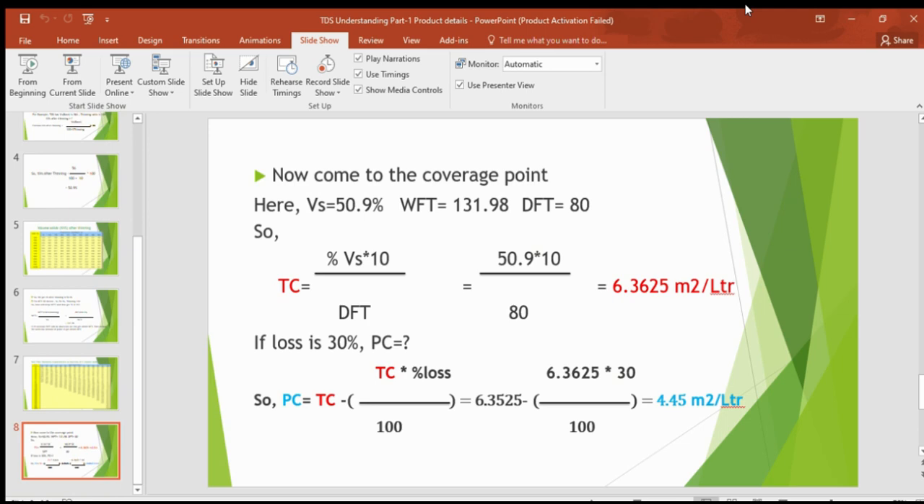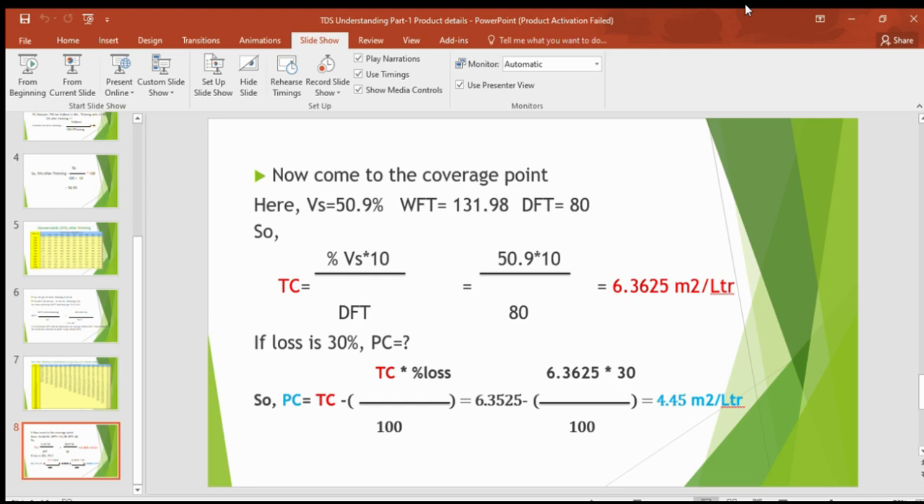Now come to the coverage point. Here volume solid is 50.9%, WFT 98, DFT 80. So what will be the technical coverage? Here is the formula. You can easily use it, and here we get 6.3625 square meter per liter.